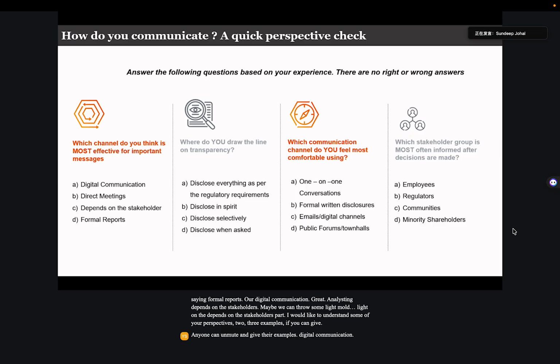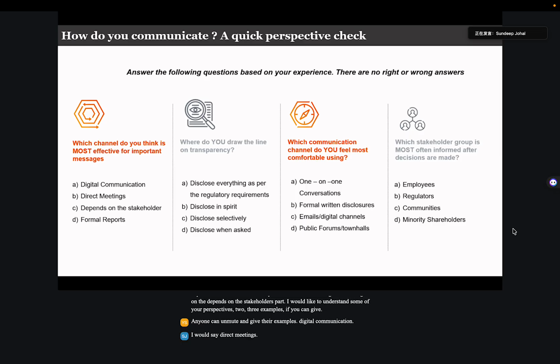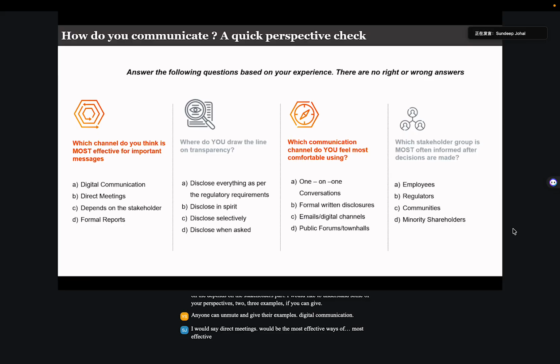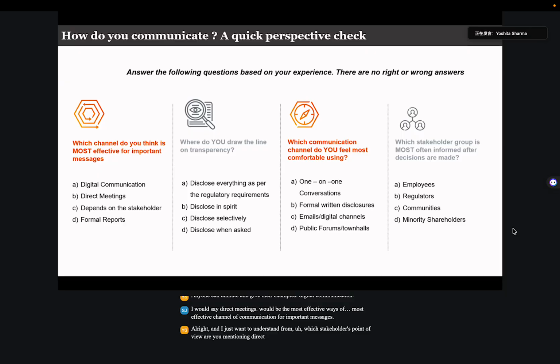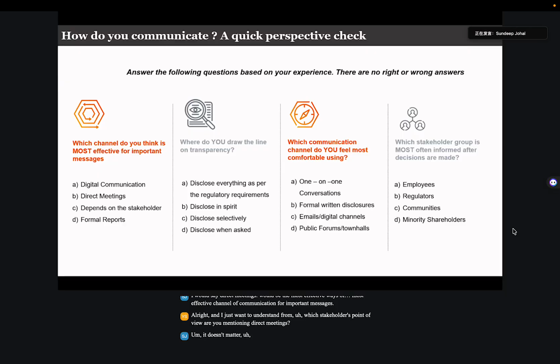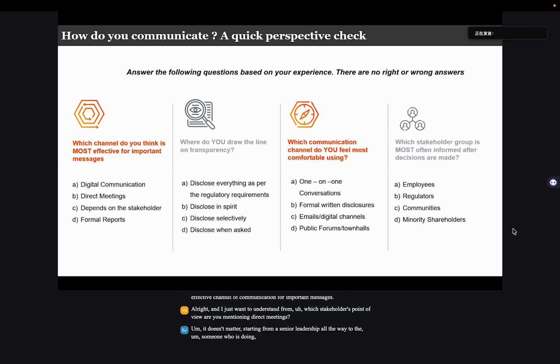I would say direct meetings would be the most effective channel of communication for important messages. All right. And I just want to understand from which stakeholders' point of view are you mentioning direct meetings? It doesn't matter, starting from senior leadership all the way to someone who is at junior management.